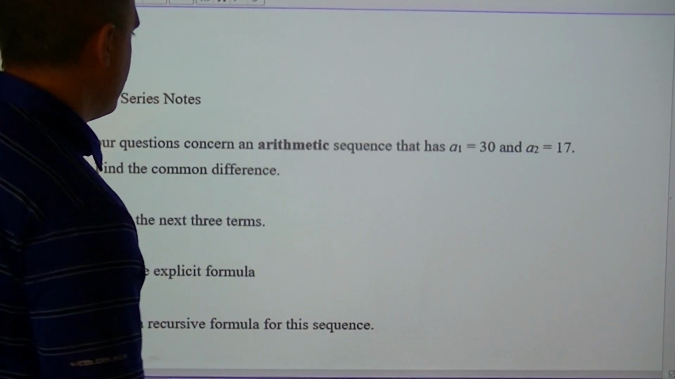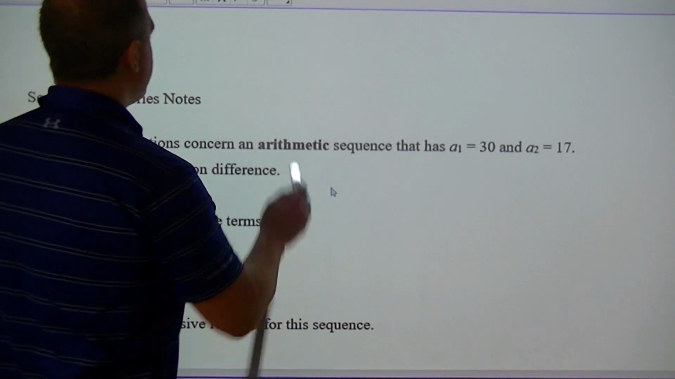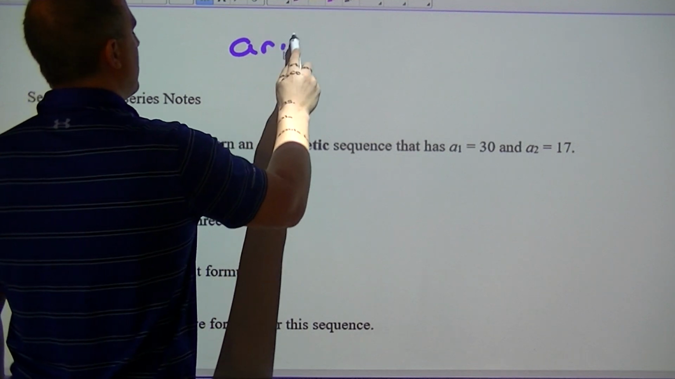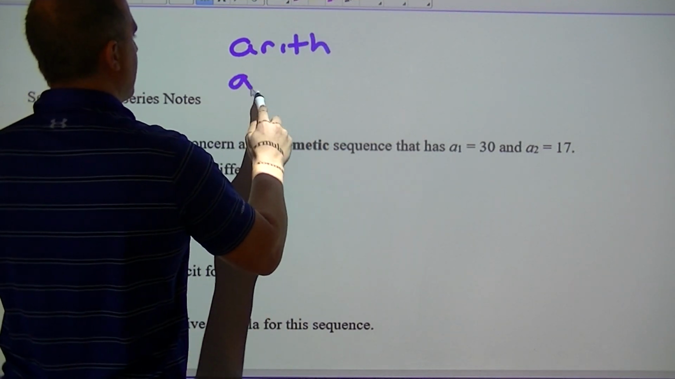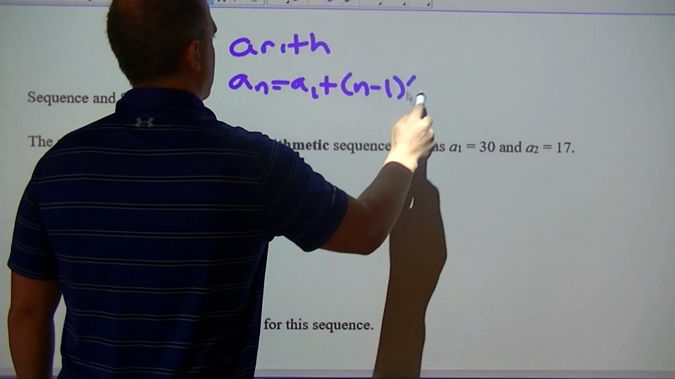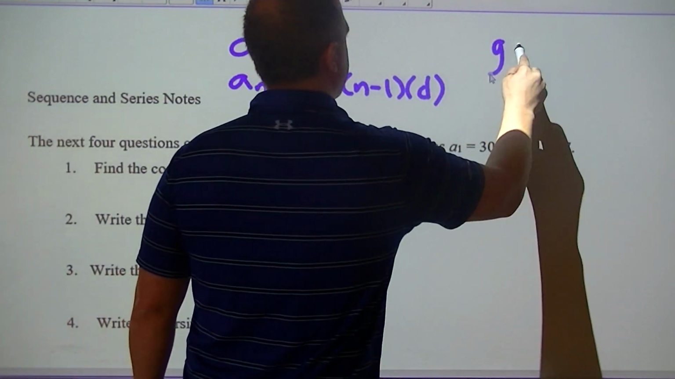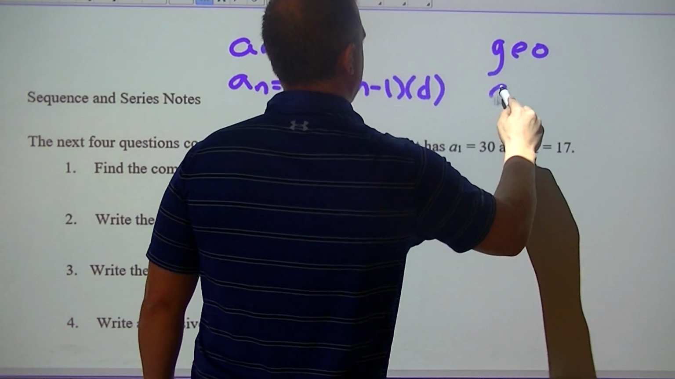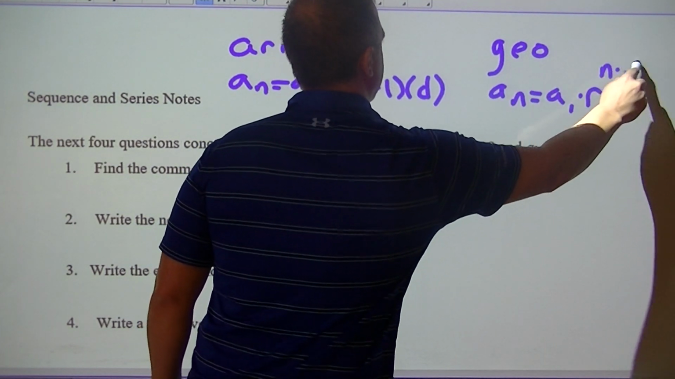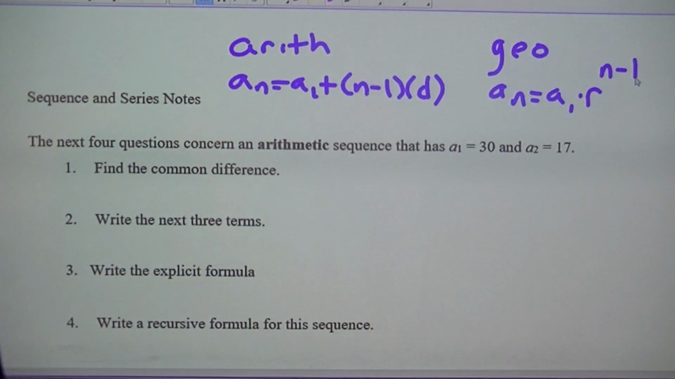test for this. Okay, there are some formulas that you're going to have, so you can go ahead and write these down. The arithmetic formula is this, and the geometric formula is this. These are formulas that you will be given for your test and quiz. So I have written them down for you.